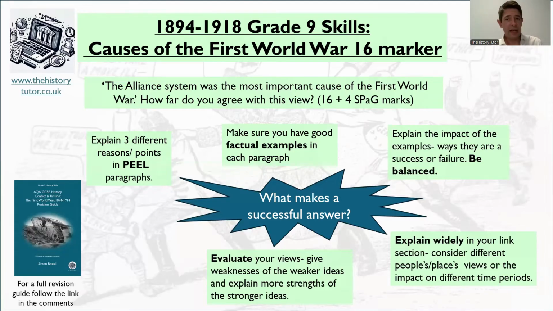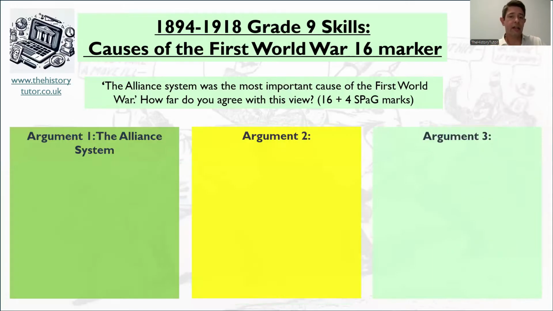So you're giving a strength and a weakness of the causes of the war. And of course, you need to conclude at the end, and your conclusion should be how much you agree with the statement. And you might not agree with it totally, so you might have made that very clear in your other paragraphs. Okay, so how do we answer this question?